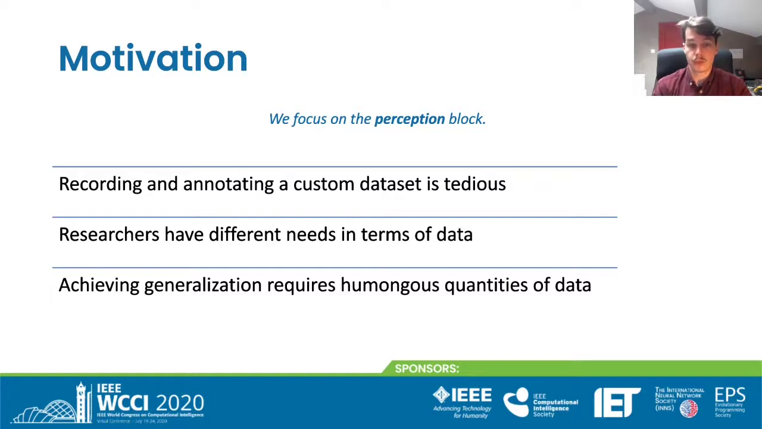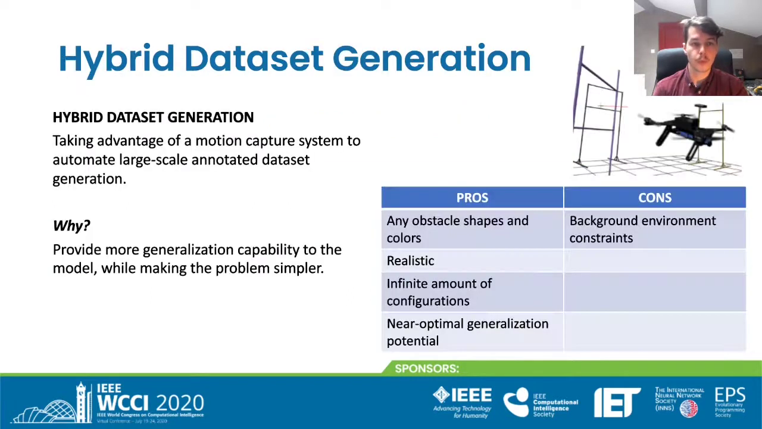Researchers have different needs in terms of data, meaning that using a publicly available dataset is not always feasible because researchers can need different sorts of ground truth annotations. And achieving generalization requires humongous quantities of data, and labeled data most of the time, so this is not always feasible. What we propose is a hybrid dataset generation pipeline that takes advantage of a motion capture system to automate large-scale annotated image generation, to provide more generalization capability to the model while making the problem simpler.